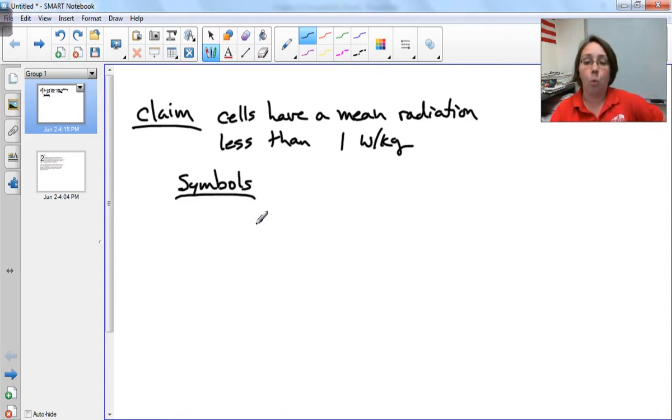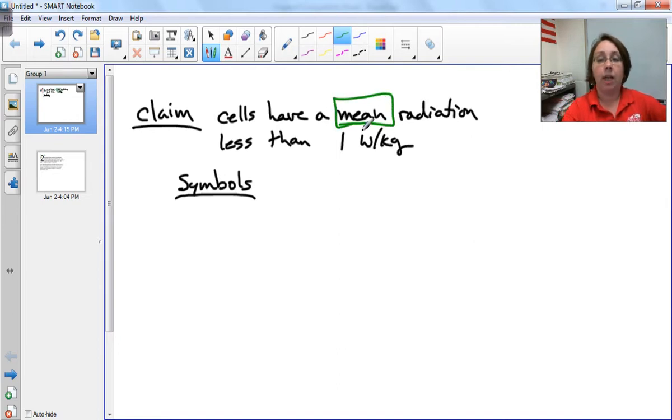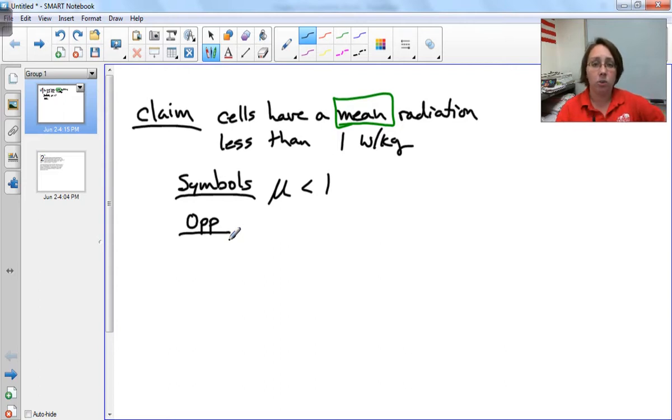Now, we need to write that in symbols. So the symbols here, notice they have the word mean. That means that you need to use the symbol for mean. Now remember, when we test hypotheses, we're testing about a whole population. We use the sample, the x bar, to make a determination about this mu value. But in the claim, they state that the mean, mu, is less than 1 W/kg. So, after you write your symbols, remember, you write the opposite. All of these are going to be the same process as we had in 8.2 and 8.3, but symbols are going to change a little bit. So instead of mu less than, what's the opposite? Greater than or equal to would be the opposite.